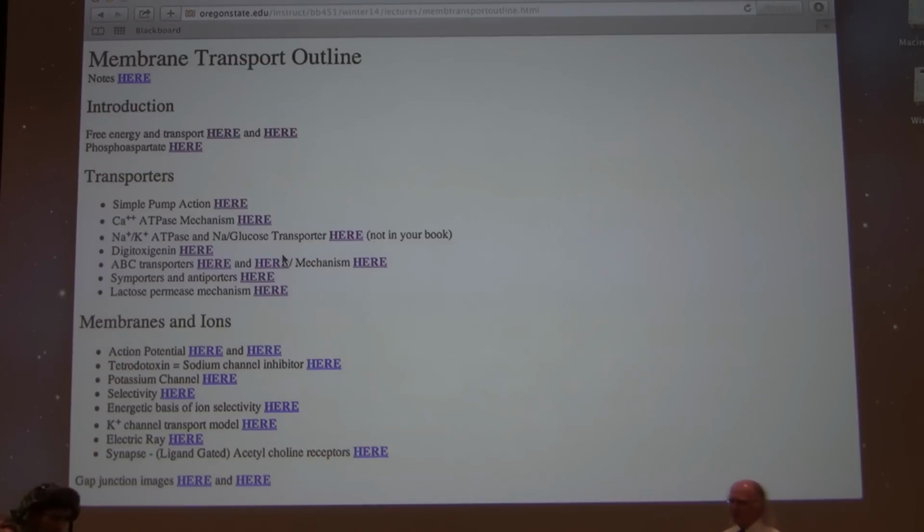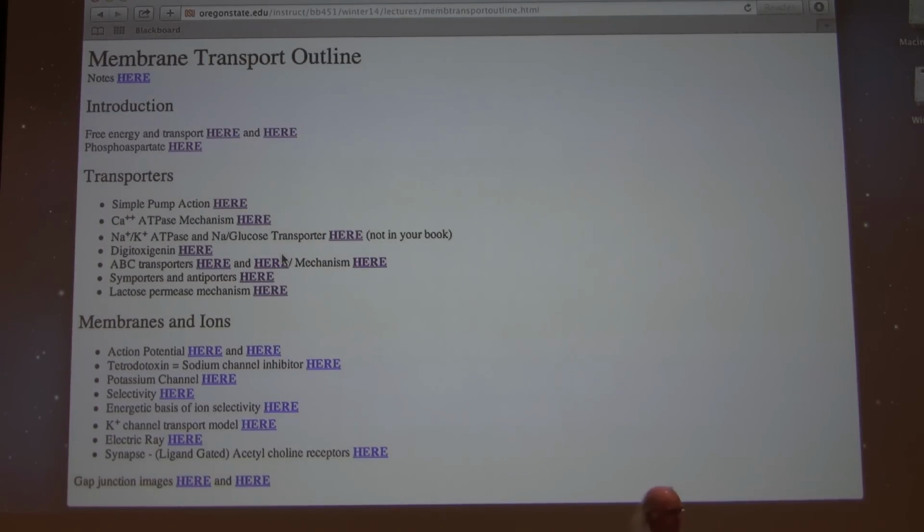Last time when I finished, I was just about to get into talking about digitoxigenin, or digitoxin, which is what it's also called. I ran out of time, so I wanted to spend a little time talking about it because it's an interesting blocker of the sodium-potassium pump that I described last time. And it's used medicinally, so it's an interesting way that it works.